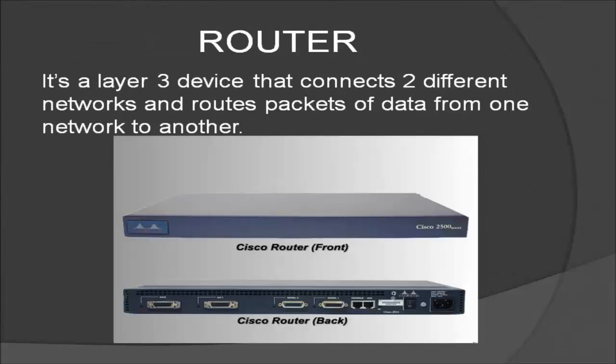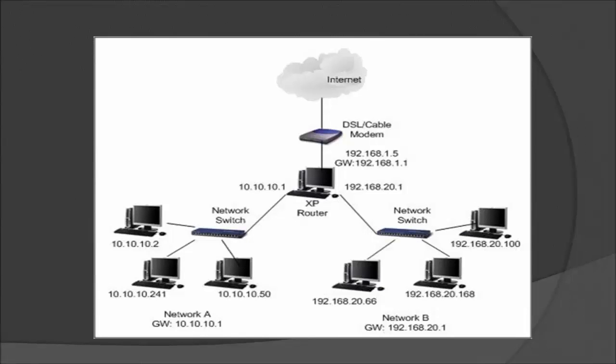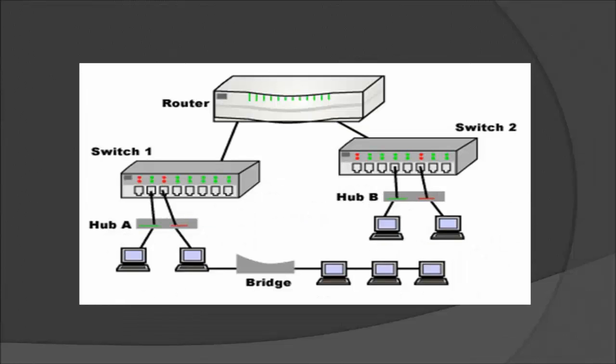A router is a layer 3 device that connects two different networks and routes packets of data from one network to another. This picture shows how a router looks like. Now this shows the connections made by the router between the two networks and the internet. Finally, this shows the connections made between a router, a switch and a hub and the working.